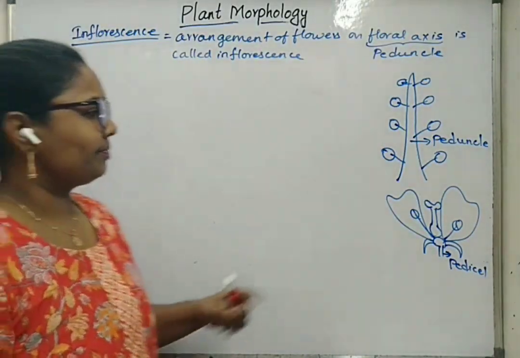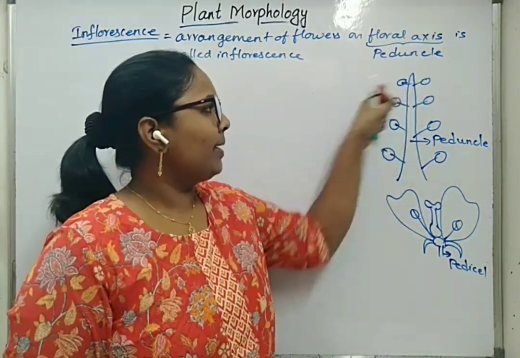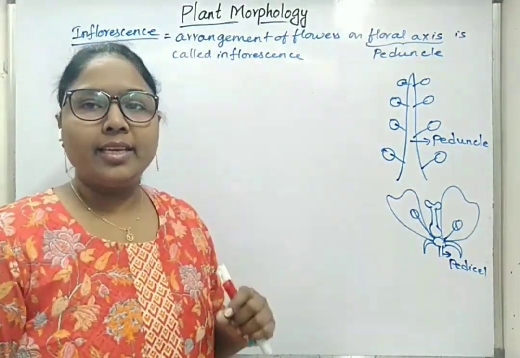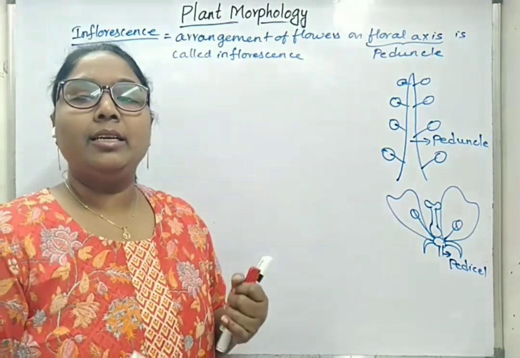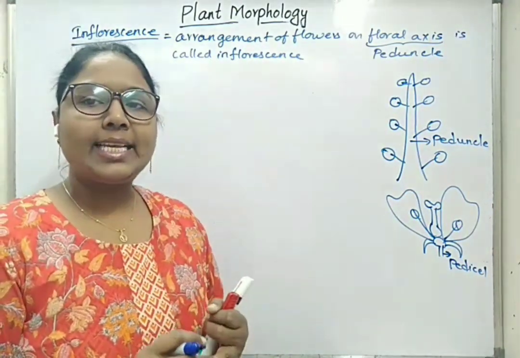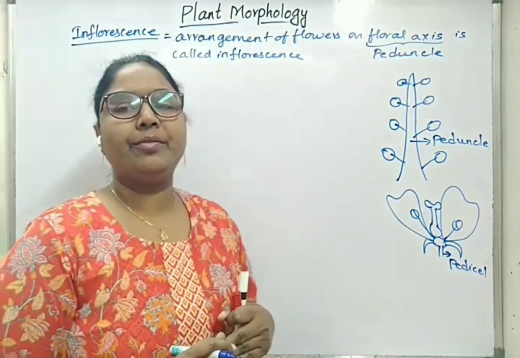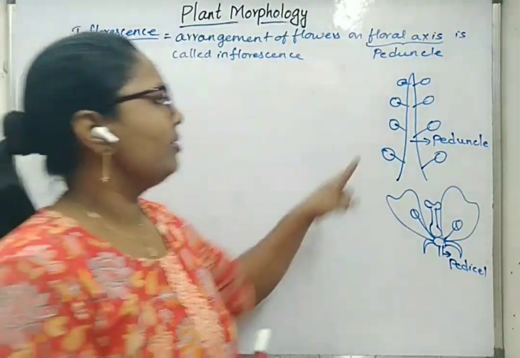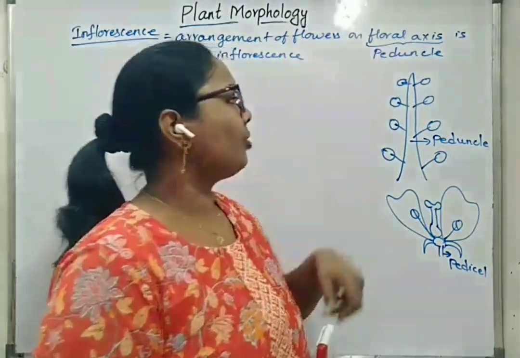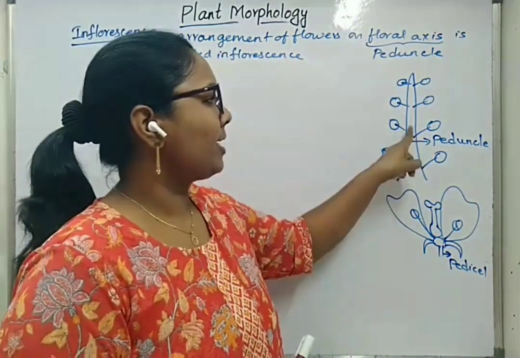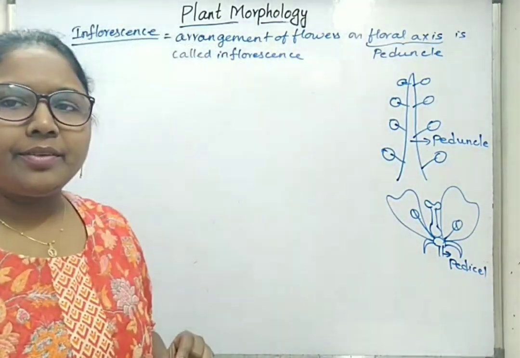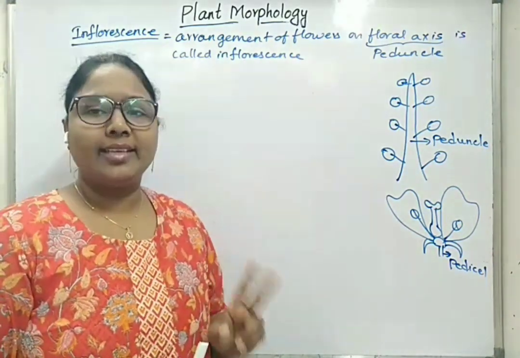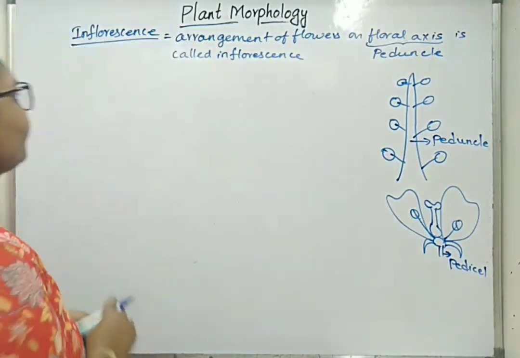Based on whether the apex is terminated with a flower or whether it is growing continuously, there are two types of inflorescence. Racemose inflorescence, Cymose inflorescence. Other type of inflorescence is there, that is special type of inflorescence, but based on whether the apical part of peduncle or the floral axis is terminating with a flower or not terminating with a flower and growing continuously, there are two types of inflorescence.